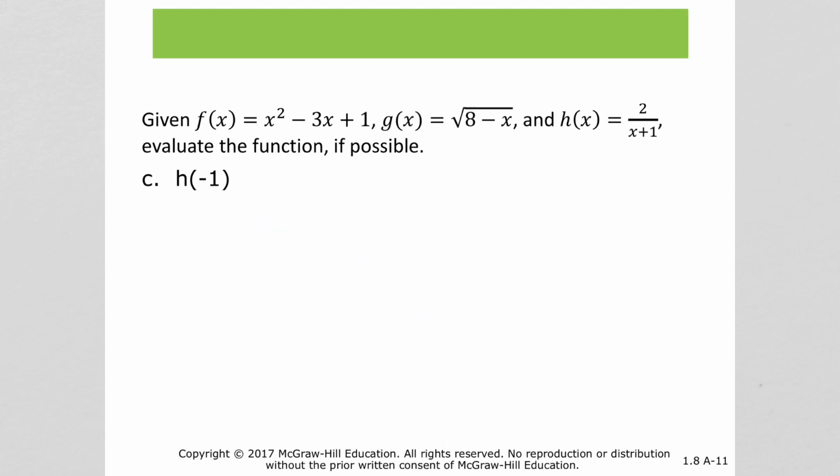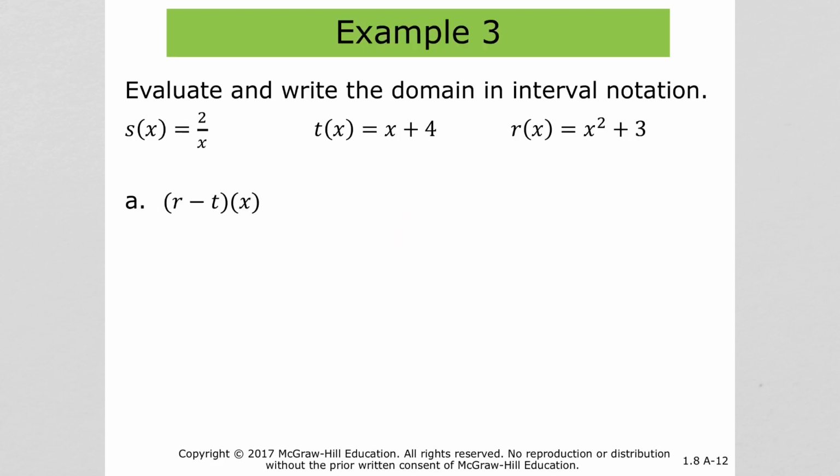And then the last one just wants us to find h of -1. Okay, so 2 over -1 plus 1 gives us 2 over 0. Well, you can't divide by 0, so h of -1 is undefined. And we've got a few more examples here.